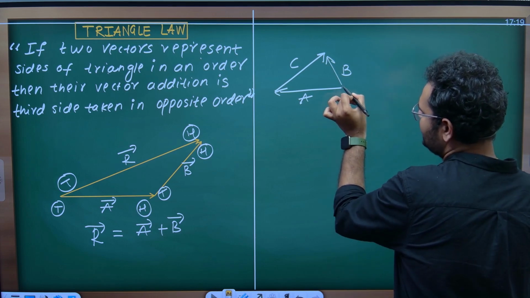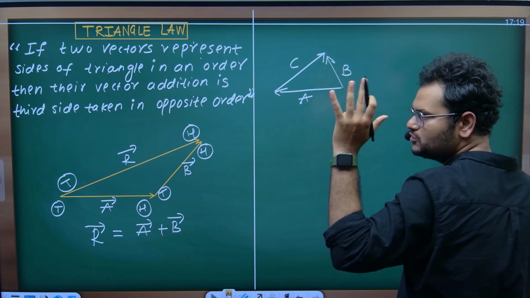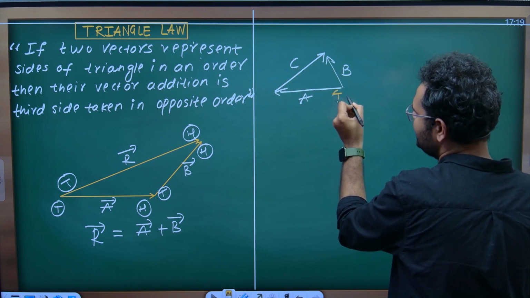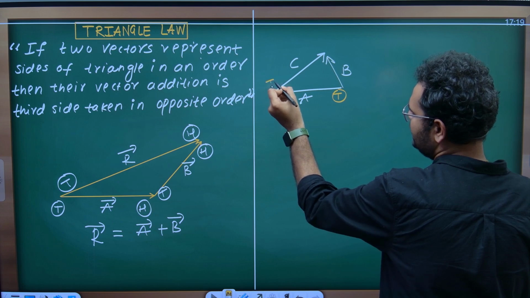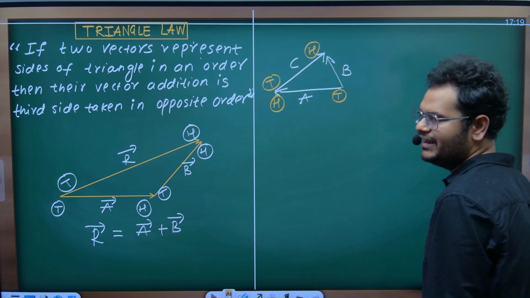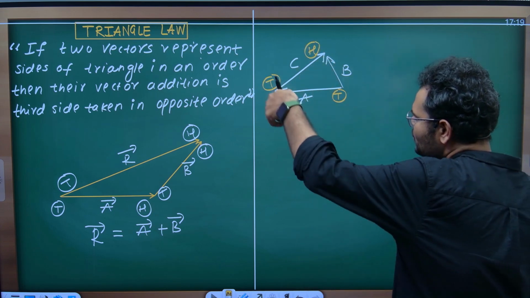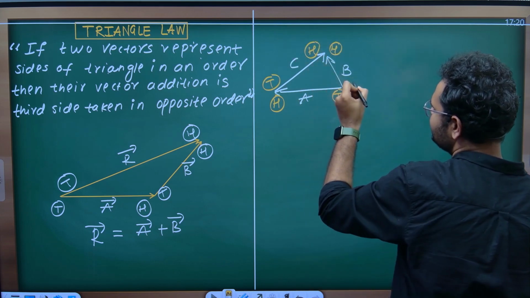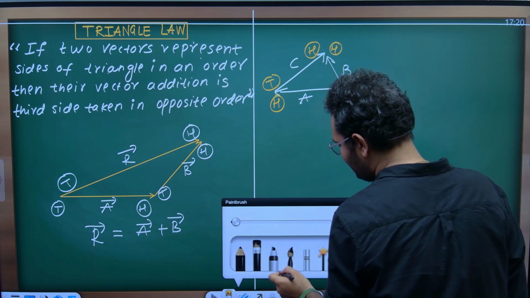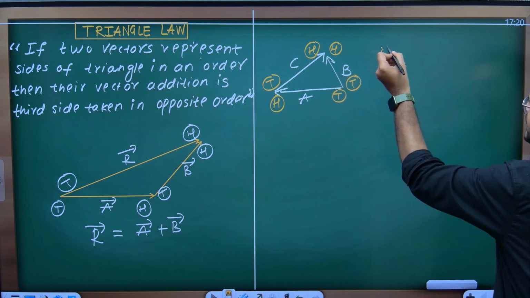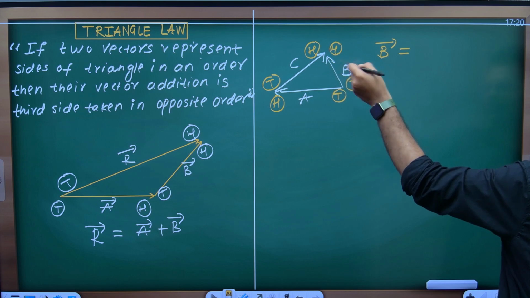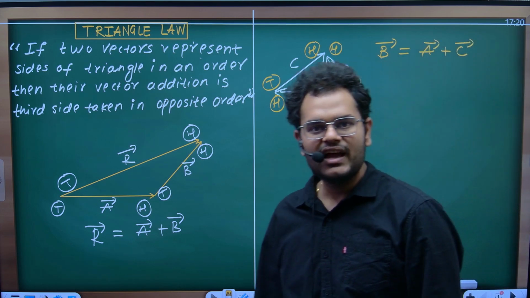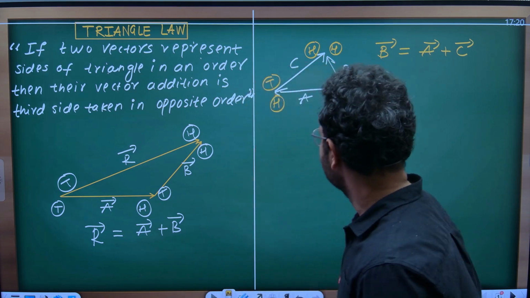If I go from here TH, but here H is there, so no two sides are in the same order. But if I go from A, then I will get it. So this is T, H, T, H, tail, head. Two vectors are in an order, and this third vector is breaking the order. Here it is HT. That means one thing is very clear, that vector B is our resultant vector, or vector B is the vector addition of A and C. Are you following it?